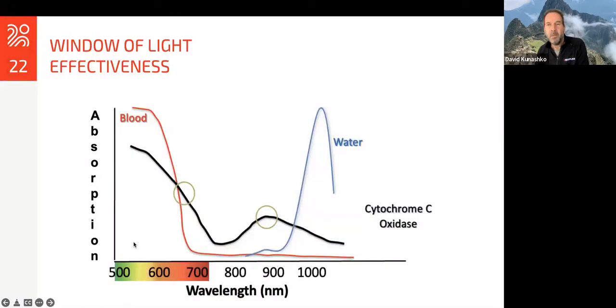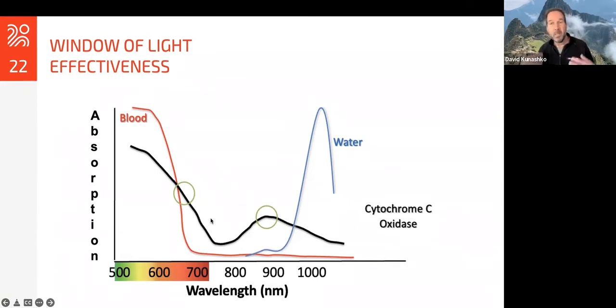So the point to all this is that, remember earlier I said blood and hemoglobin and water, they're chromophores, and they absorb different wavelengths. And so even though cytochrome C oxidase might absorb other wavelengths even better, the fact remains that they're not going to be collected by cytochrome C oxidase because they're being absorbed by blood or by melanin or by water.